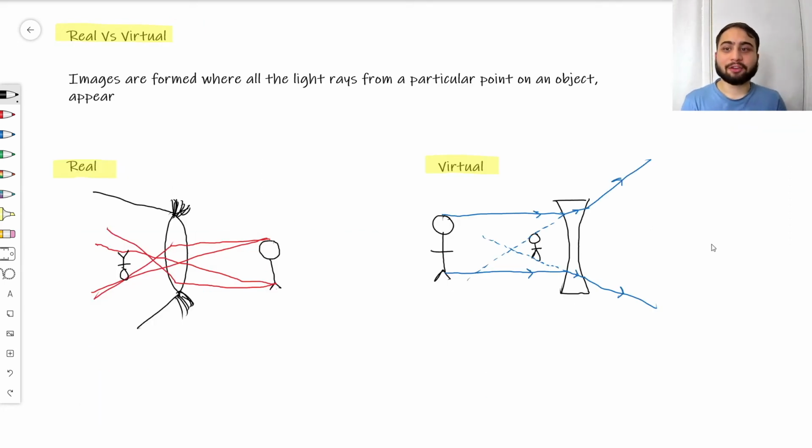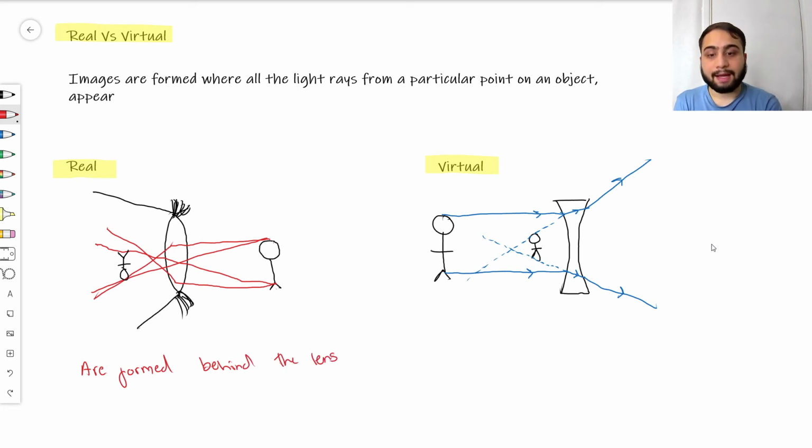Now I'm going to talk to you about real and virtual rays. This is something that confuses students a lot, so please pay careful attention. First of all, we want to understand that images are formed where light rays from a particular spot on an object appear. All that means is that images come from certain pieces of light coming from certain places. Now, what does this have to do with real and virtual rays? Real rays, or rather real images, are formed behind the lens, can be projected, and they're formed where the rays actually converge.